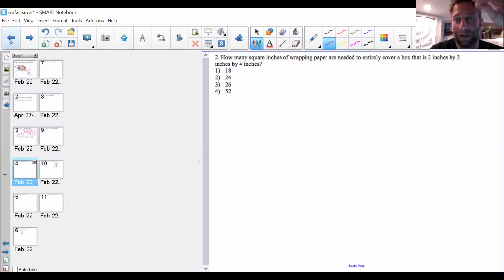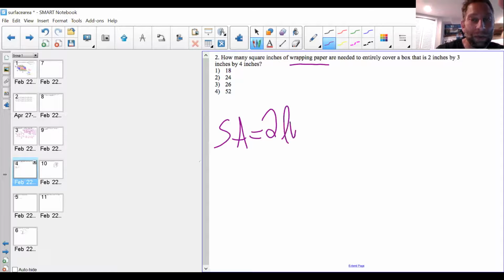How many square inches of wrapping paper are needed to entirely cover a box that is 2 inches by 3 inches by 4 inches? Notice it doesn't say surface area in the question. It doesn't say volume in the question. If you've ever wrapped a present, wrapping paper goes on the outside of the shape. Therefore, it's asking for surface area. And we know that surface area is 2LW plus 2HW plus 2LH.